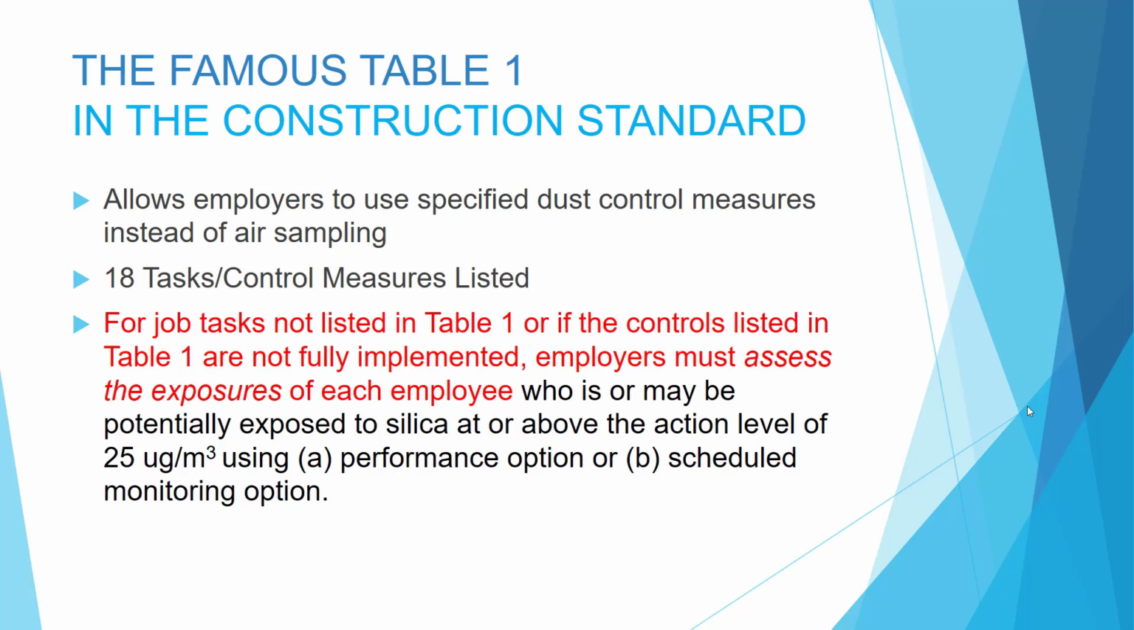And for job tasks that are not listed in Table 1, or if the controls are not fully implemented, employers are required to assess the exposures of employees who may be exposed to silica above the action level of 25 micrograms per cubic meter. Whether you are in the construction or in general industry, you can assess the exposures of employees by using the performance option or the scheduled monitoring option.